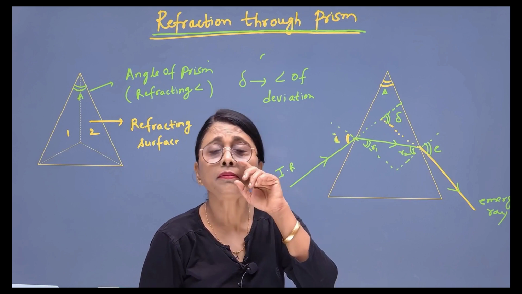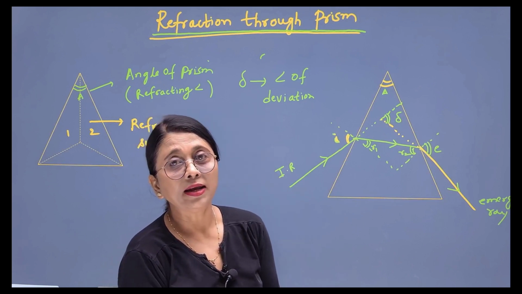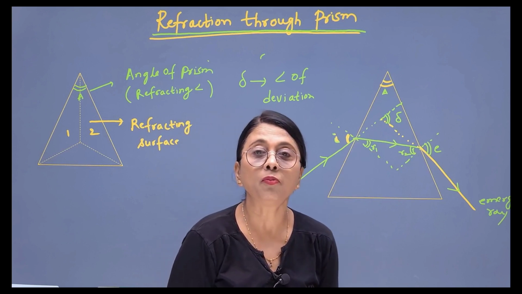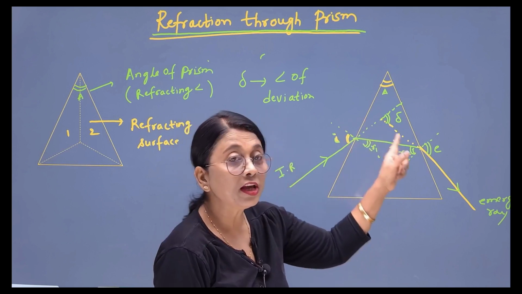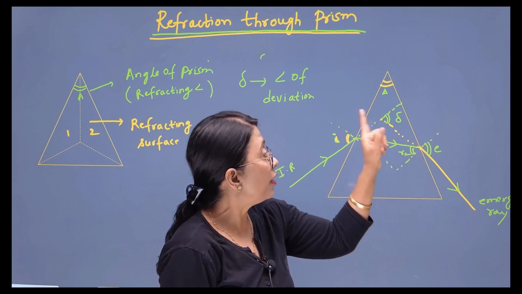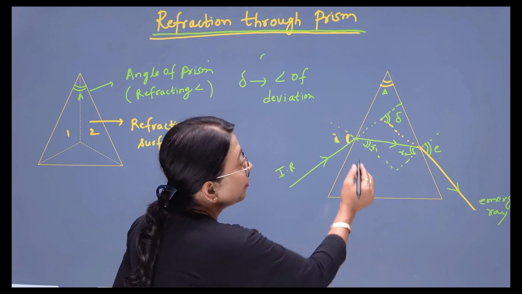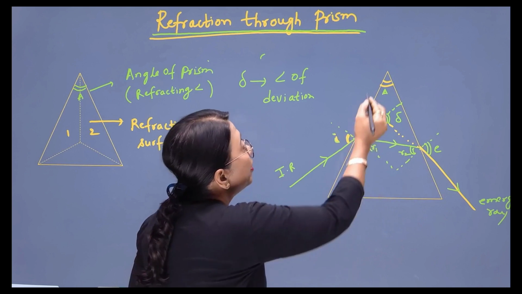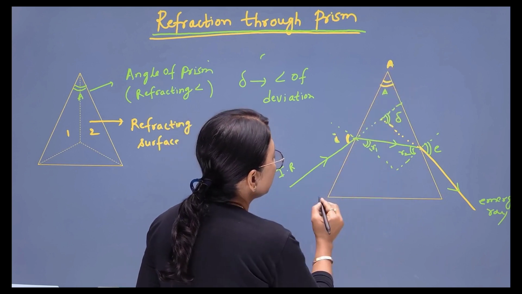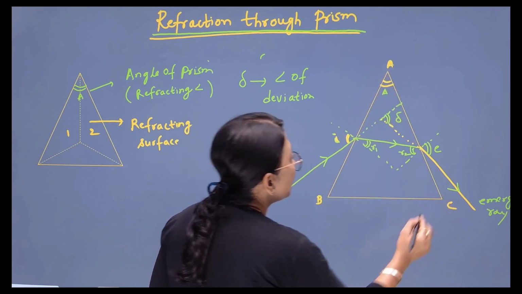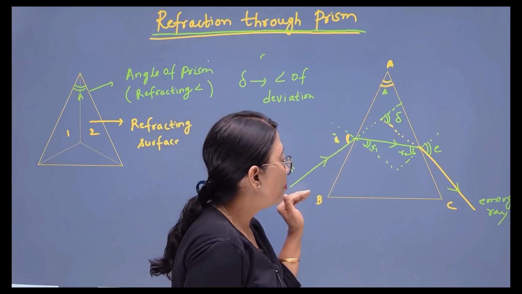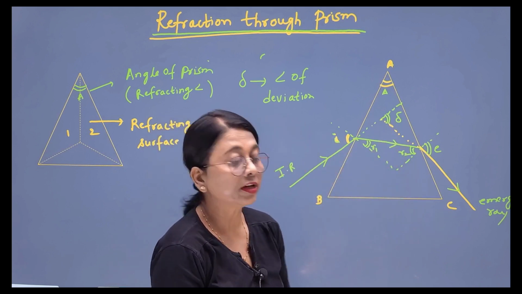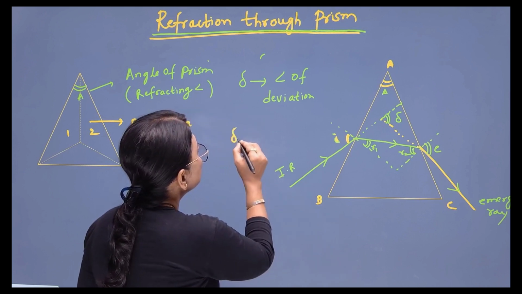Correct? अब इनके बीच में रिलेशन निकालने के लिए सबसे पहले मुझे जानना है कि जो एंगल ऑफ डेविएशन है, वो मिनिमम कब होगा? When this angle of deviation is minimum. ये एंगल ऑफ डेविएशन मिनिमम तब होगा जब ये रिफ्रैक्टेड रे इज गोइंग टू गो पैरेलल टू दिस बेस. If I name it as ABC है, तो जब ये refracted ray इस base के parallel जाएगा, then this angle will be the minimum angle of deviation given by delta M.